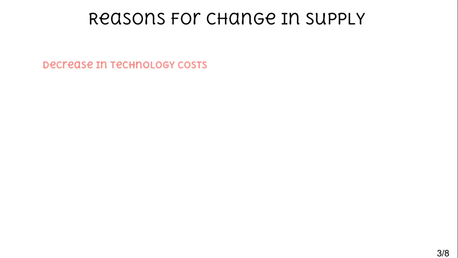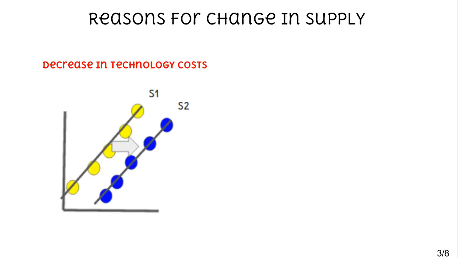All right, so let's graph this. So if I have a decrease in technology costs, I have more money in my pocket. If I have more money in my pocket, then that is going to enable me to produce more. And if I can produce more, that's an increase in supply. And if it's an increase in supply, it's a shift to the right. All right, so please graph that.